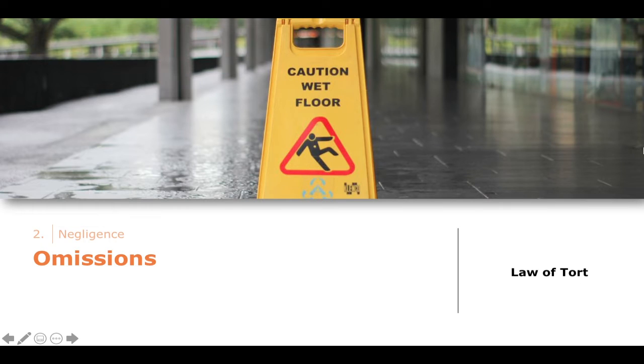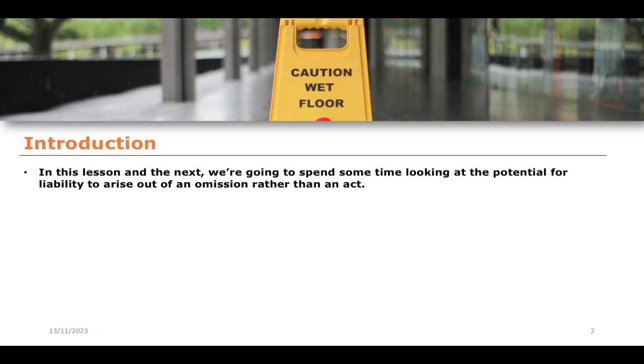In this lesson, what I want to do is spend just a little bit of time talking about the concept of omissions in relation to the tort of negligence. So we're just going to explain what an omission is. We'll explain the general rationale, the general approach that is applied for the tort of negligence in relation to omissions, and then we'll examine a couple of cases which illustrate this point in a bit more detail.